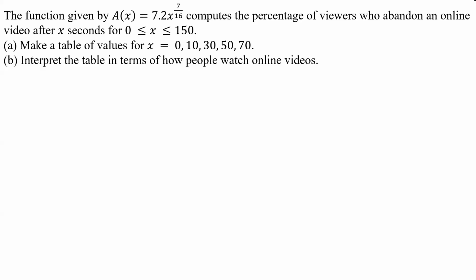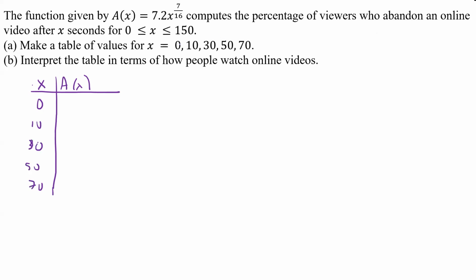All right, so here we have a function given by A of x equals 7.2 x to the 7/16. Now that computes the percentage of viewers who abandon online video after x seconds, for a time x from 0 to 150 seconds. So we're supposed to make a table of x values, and then we also have a table of A(x) values. So we're supposed to do 0, 10, 30, 50, 70.